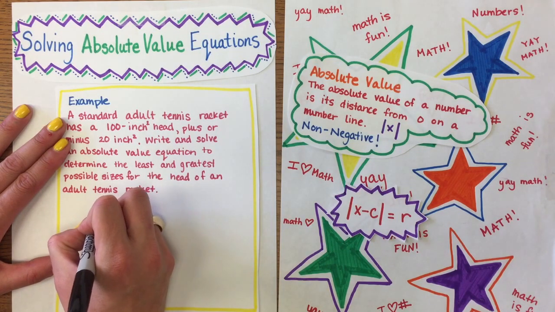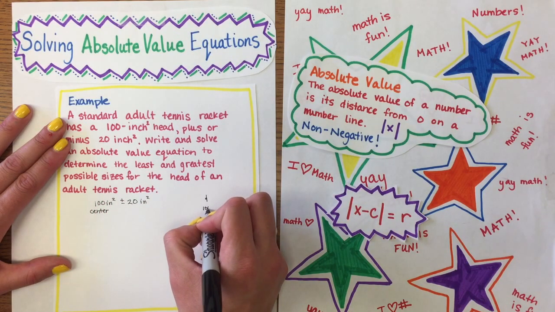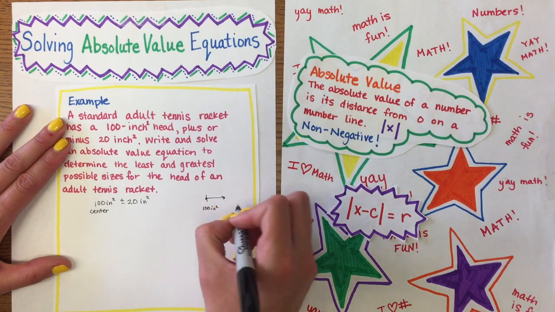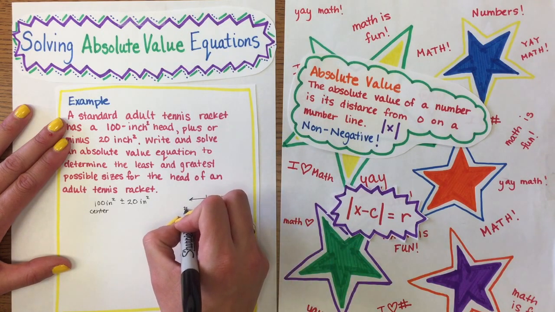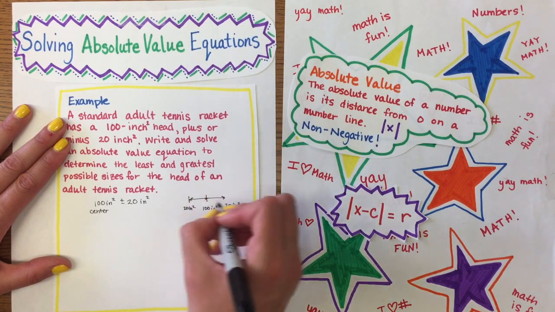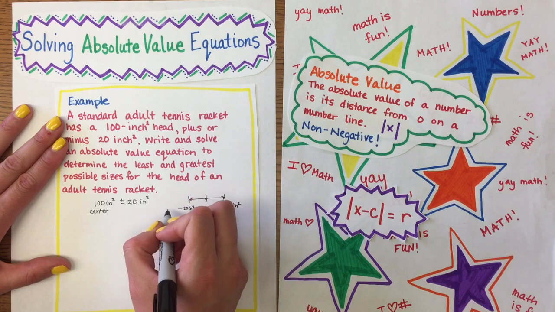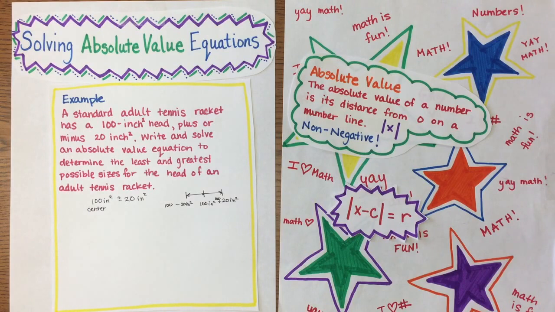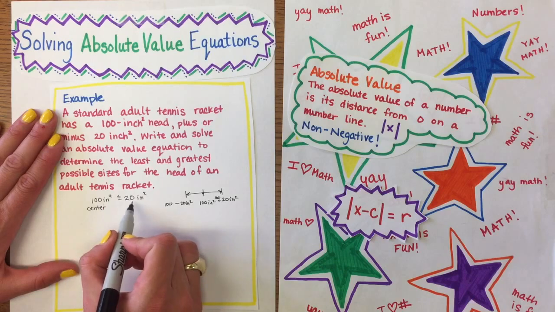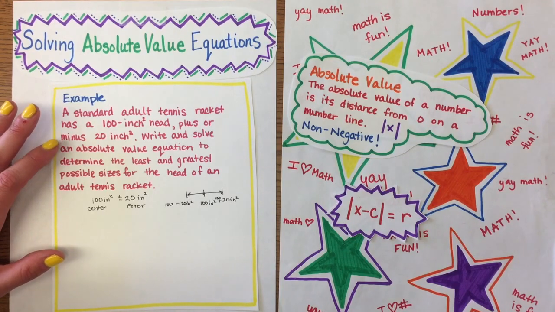Now this is the center, right? I have 100 square inches, and I can go up 20 and I can go down 20. So these distances, this is going to be 100 minus 20 and this is going to be 100 plus 20. So I've got a maximum and a minimum, a higher and a lower. This is the center of that, and this is my error, so we're going to call that an error.